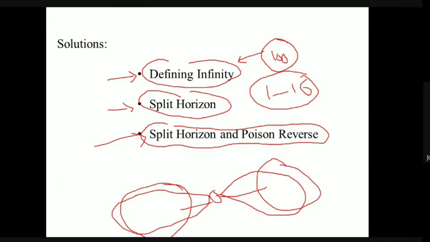The plain split horizon has some drawbacks. We know that distance vector protocols use a timer. If within a certain amount of time there is no news about a particular route, the node is going to delete the route from its table.